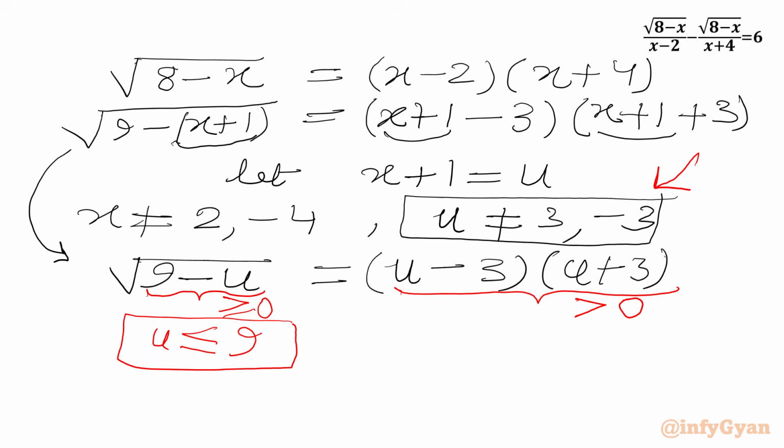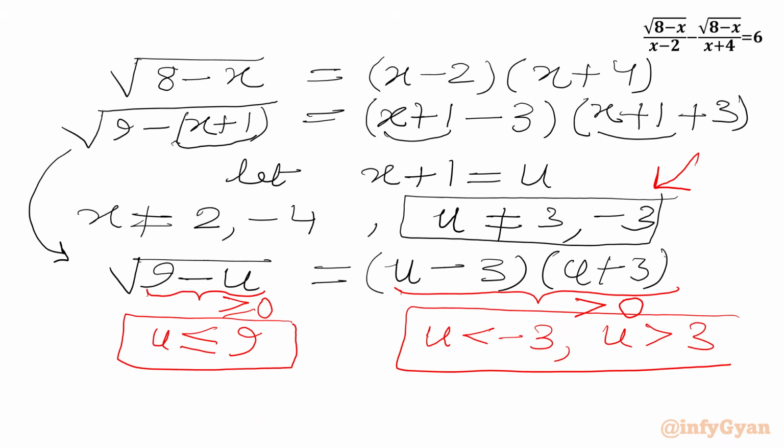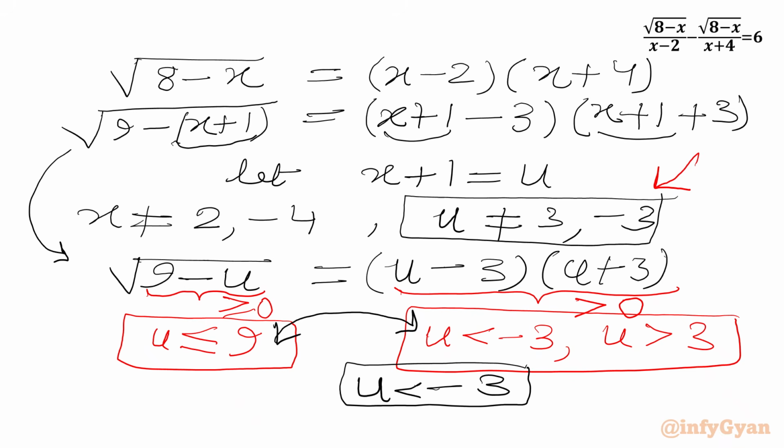So from RHS we will write two conditions. u should be less than minus 3. u should be greater than 3. Now we will take intersection of u less than or equal to 9 and u less than minus 3. We will get u less than minus 3. Now we will take intersection of these two inequalities. We will get u should be in the interval 3 to 9.